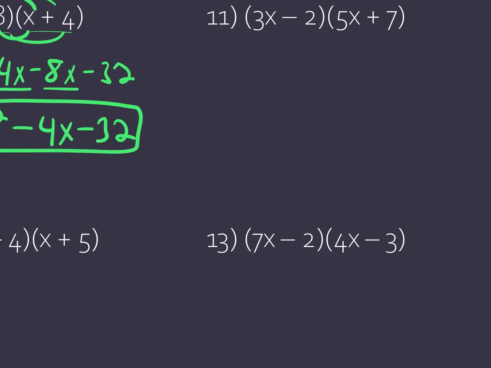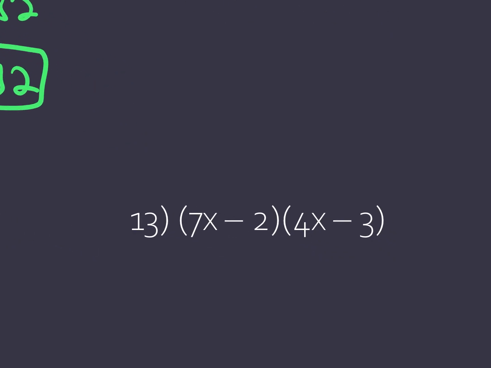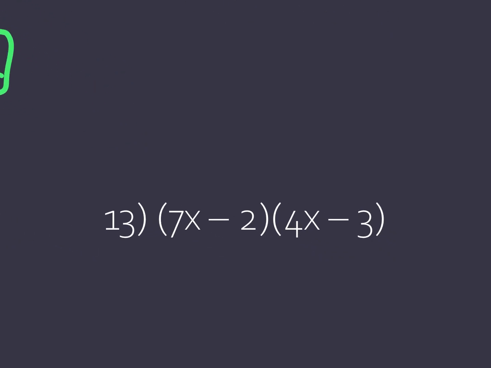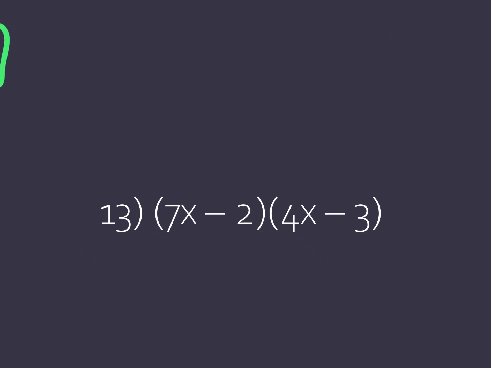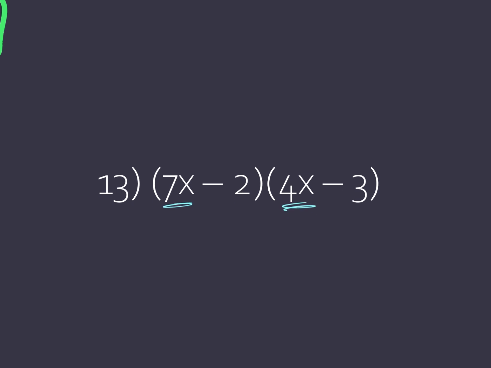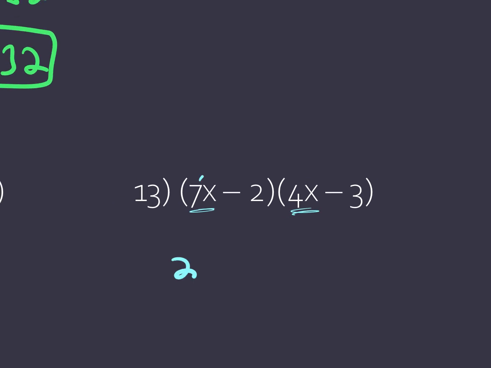All right. Again, I'll skip around. Let's try 13 now. All right, so 13, we can do the same thing. What's our first times the first? Good. So this is going to be 28x squared. It's our outer times our outer.